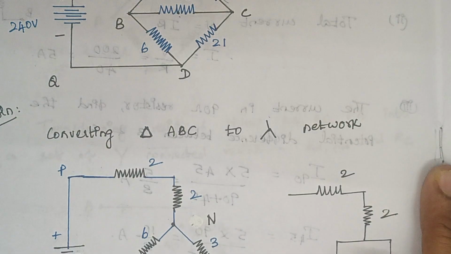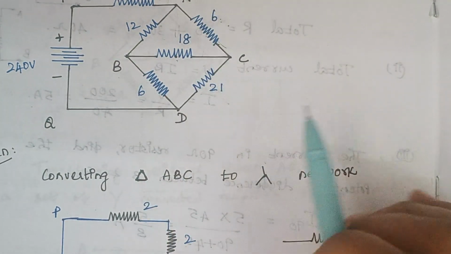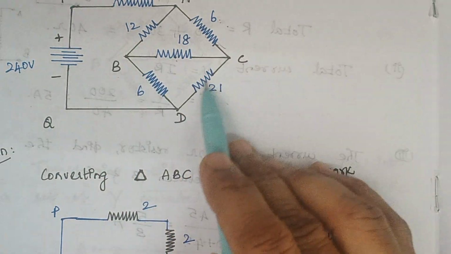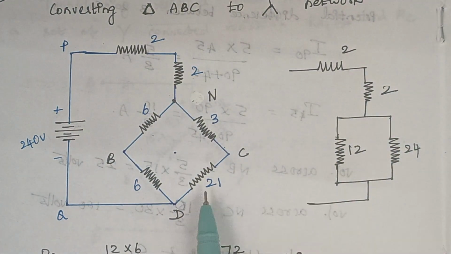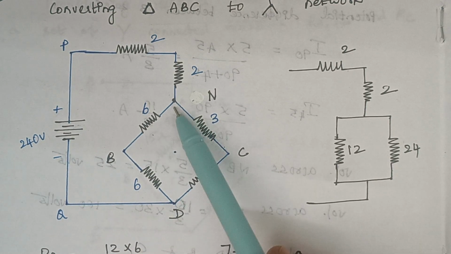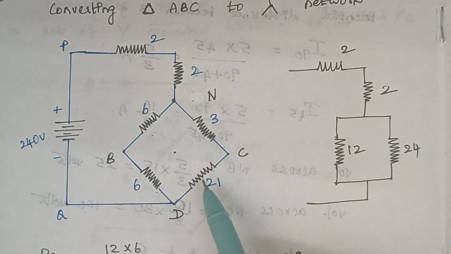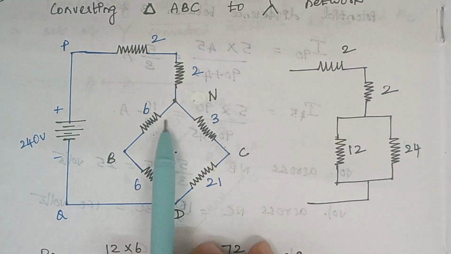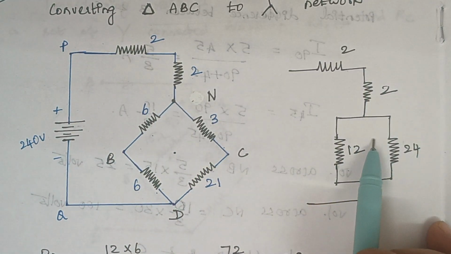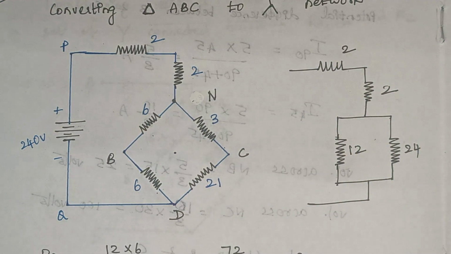So we have replaced this delta by star here, and these two resistors and this resistor remain the same. Now again you see these two resistors are in series. So 6 plus 6 gives 12 and 21 plus 3 gives 24, and this resistance and this resistance remain the same. Again, these two are in series. You can even combine 2 plus 2 and write it as 4.